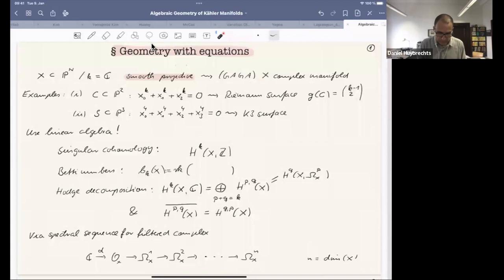Okay, and maybe to start with, it's enough to think of two examples. One is the case of curves or Riemann surfaces. For instance, you could look at a plane curve defined by a homogeneous equation, like the Fermat equation, that cuts out a complex curve in the projective plane. And it happens to be of genus, yes, the genus.